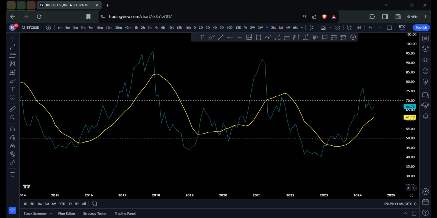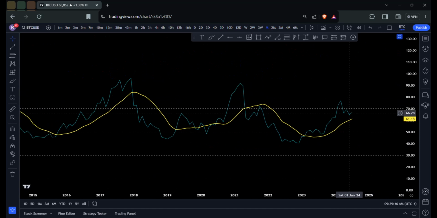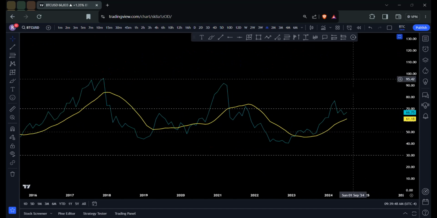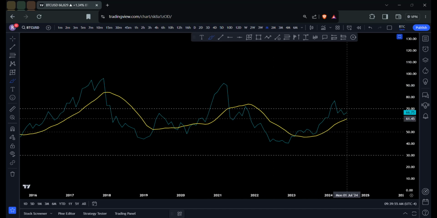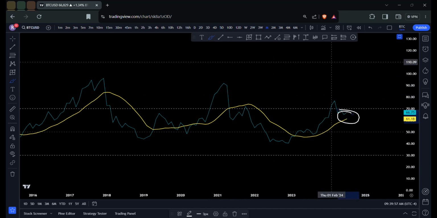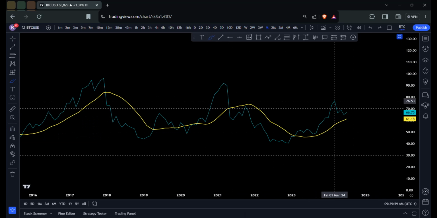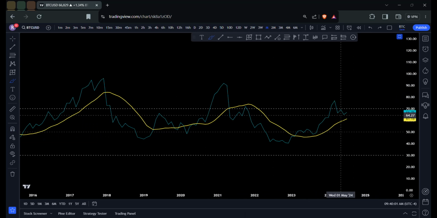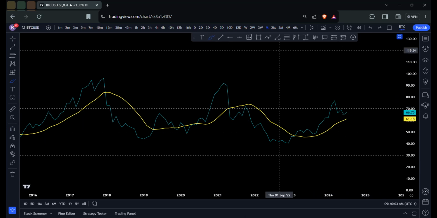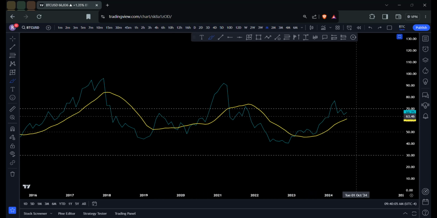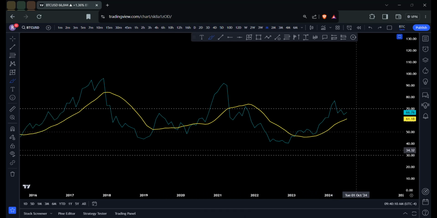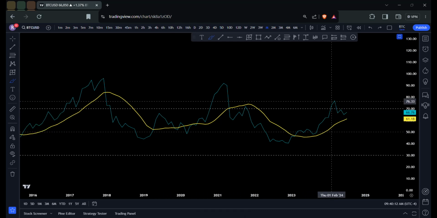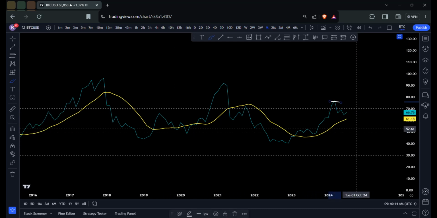I was warning you guys during the last couple of videos that it didn't look good. We were making lower highs and lower lows. But the most important thing on this monthly chart is the monthly RSI did not break the moving average. The blue did not break the yellow. What does that tell me? Well, that tells me that we have hope. We have to break this high here of 68.89, and then we have resistance at 76.33.